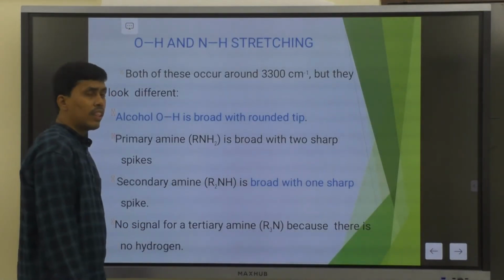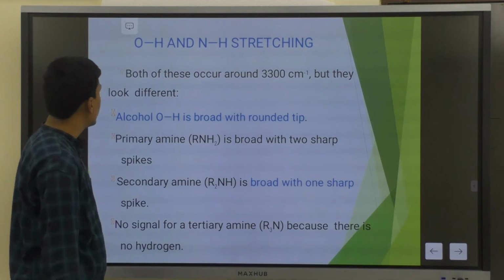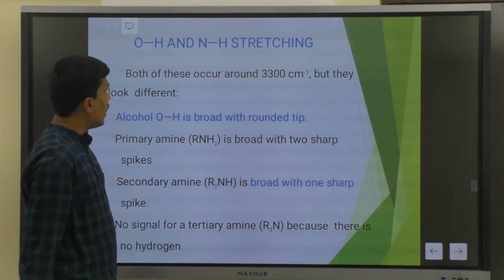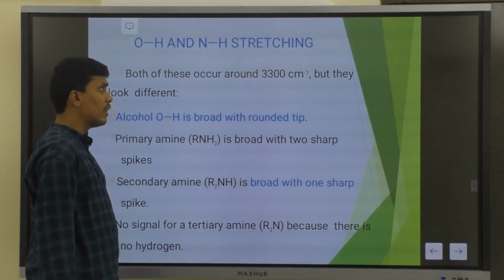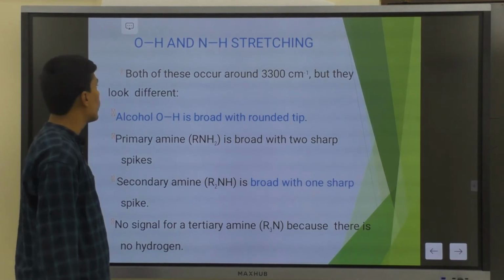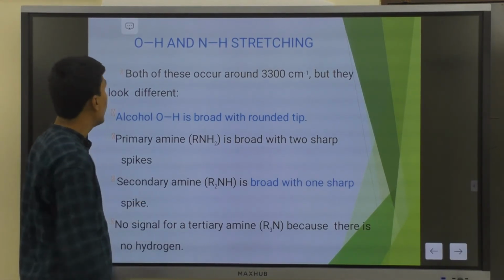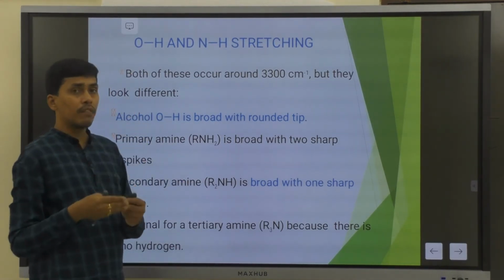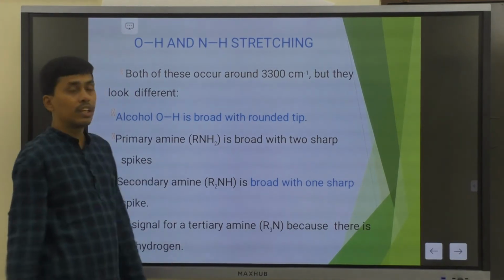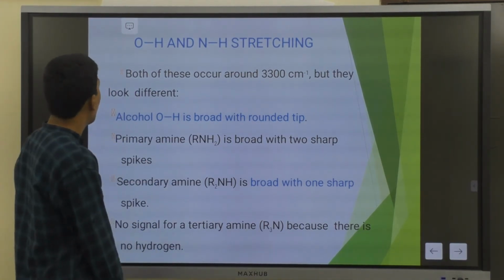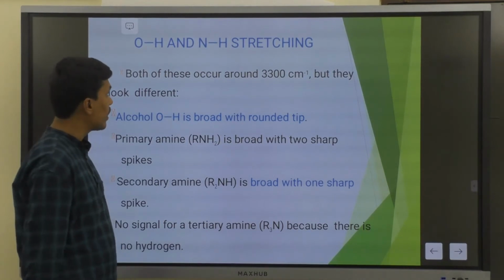Okay, we will see about OH and NH stretching. Both of these occur around 3300 cm⁻¹, but they look different. Sometimes you may confuse which is OH and which is NH stretching. Both of these occur around 3300 cm⁻¹.